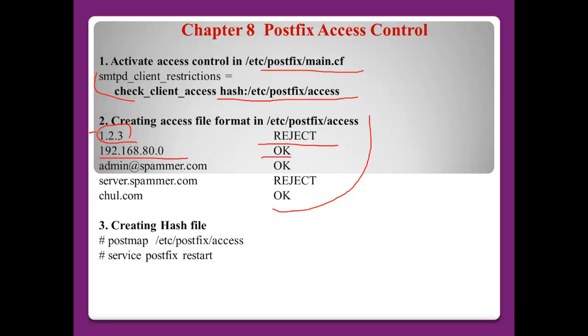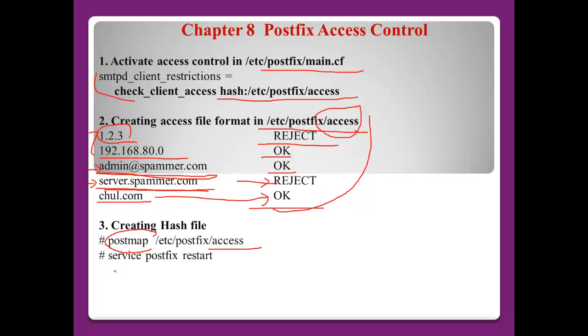So in this case, now I'm using the network address. And one more thing, admin@spammer.com, okay. Even in this case, the access file can support the mail user account. And the server spammer.com, in this case, this one is a kind of domain name. So domain name or host name. This is a kind of host name. So as well, a host name can be rejected by Postfix using access. And the domain can be approved or forwarded by Postfix using this kind of file. And after that, we have to create the access DB using postmap. And after that, we have to restart Postfix.